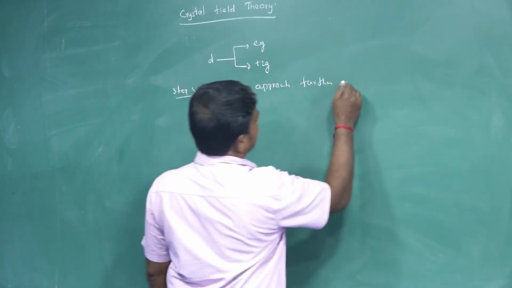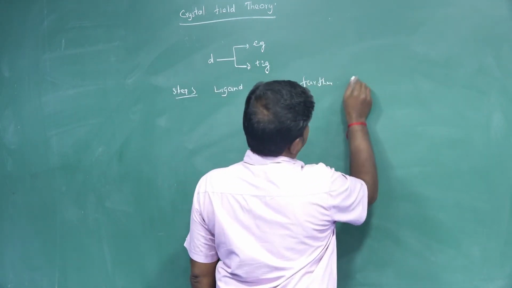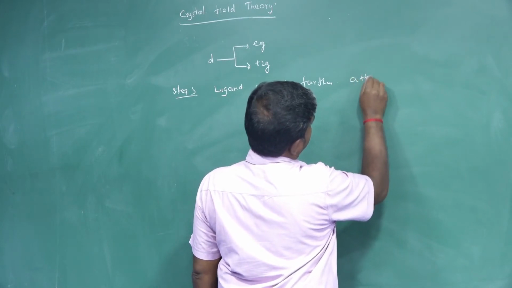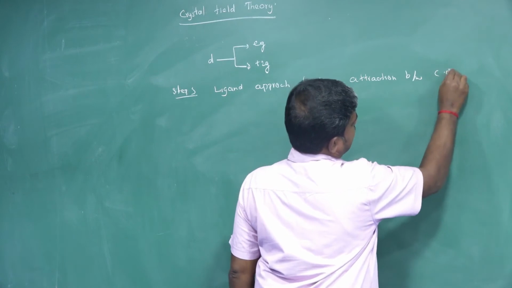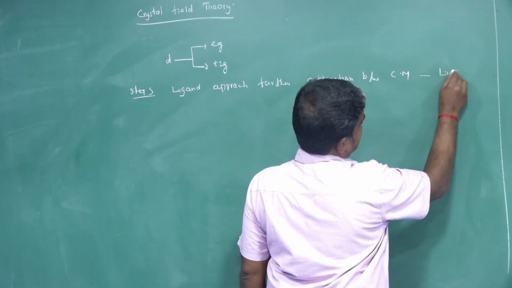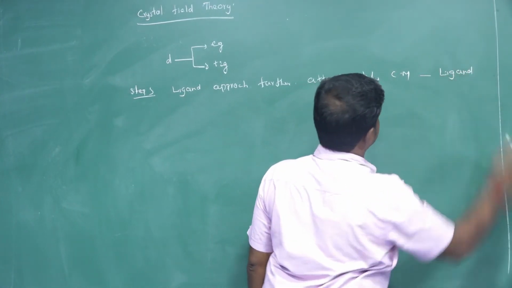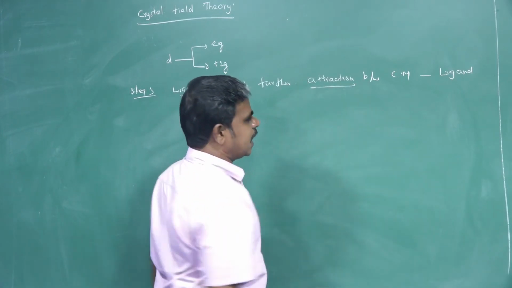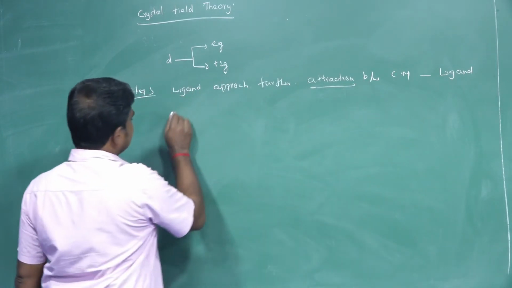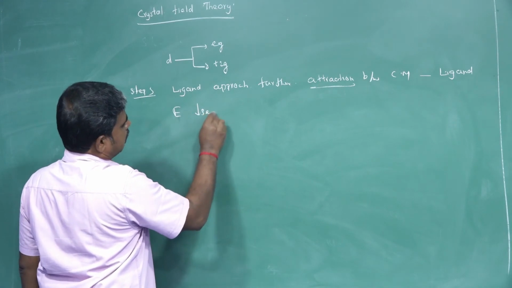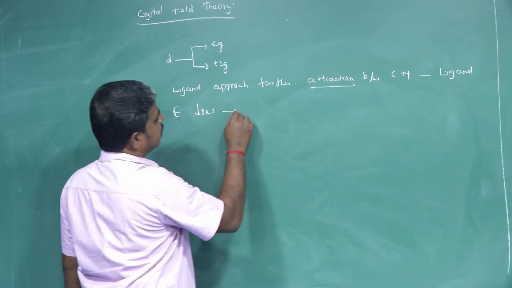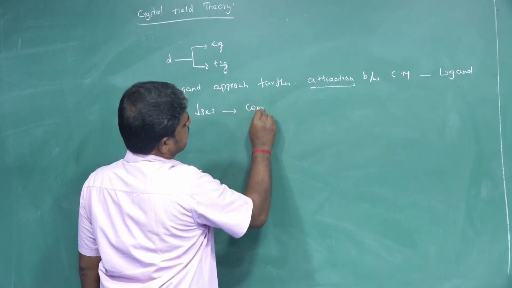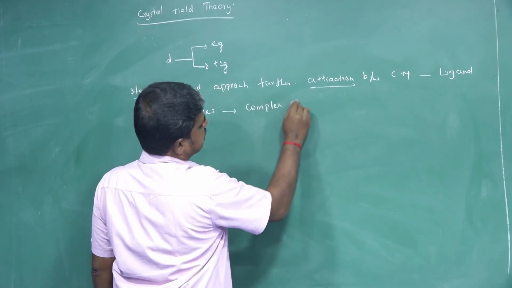So as the ligand approaches further, there is an attraction between the central metal atom and the ligand. This attraction leads to a decrease of energy. So after that, the complex is formed.